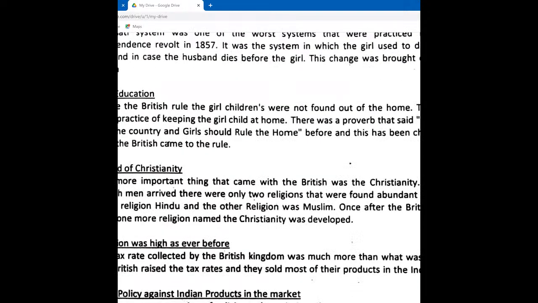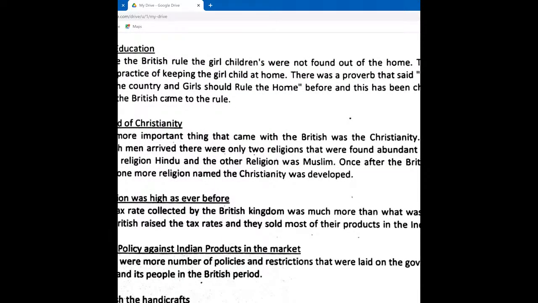Girls' education. Before British rule, girls' education was not found outside the home. There was a strict practice of keeping girls at home. There was a proverb that said men should rule the country and girls should rule the home. This changed only after the British came to rule. This was the Indian culture before 1857, and this is how the British brought a change. They encouraged girls to get education by implementing their English education systems. This point also has a lot of criticism. People also used to criticize that the British were trying to spread their education systems in India, which is, I think, a good thing.